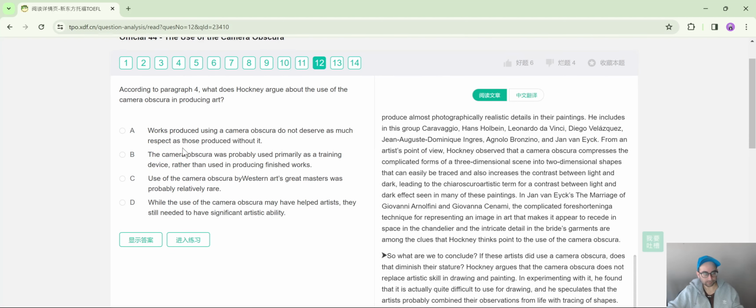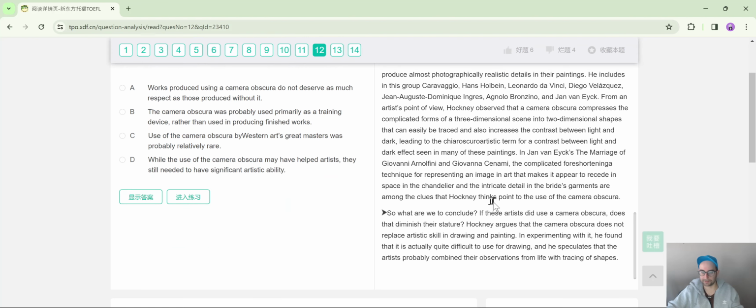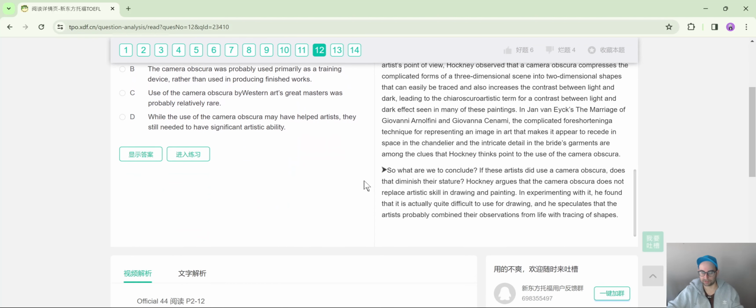All right. So question 12. According to paragraph 4, what does Hockney, so that's our key word again, argue about the use of camera obscura in producing art? What is his argument here, right? What's the main idea he wants to state here? So what are we to conclude? If these artists did use a camera obscura, does that diminish their stature? Hockney, okay, we're in the right spot. Pay attention here. And we have the word argues, contends. So there you go, you're in the right spot.